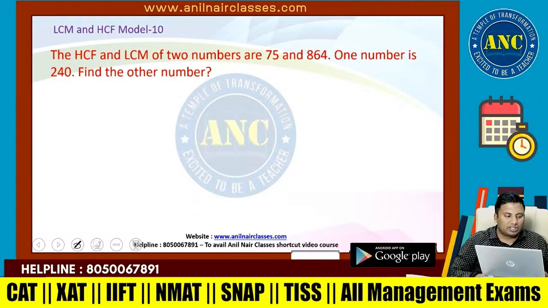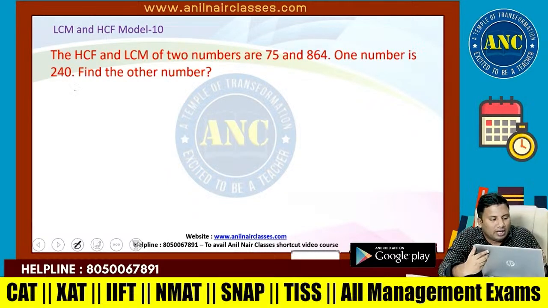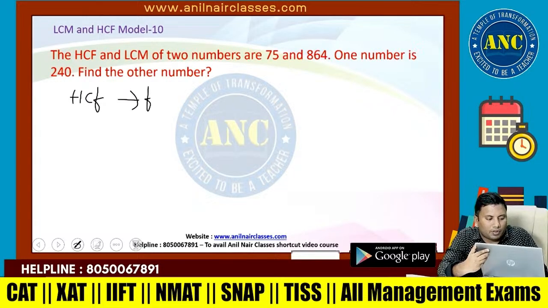Please see this question. HCF and LCM of the two numbers. HCF should be a factor of LCM.